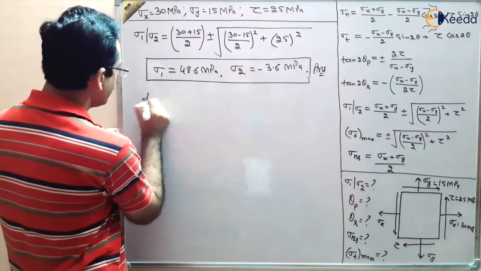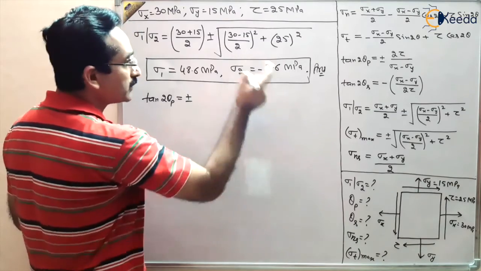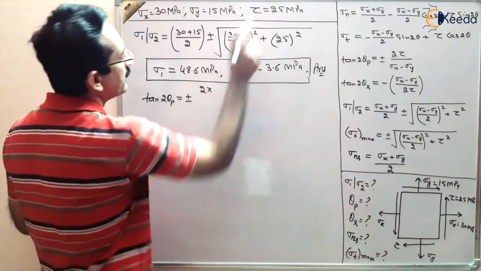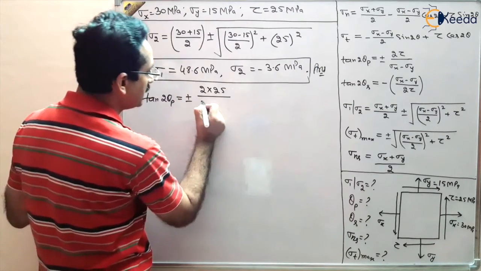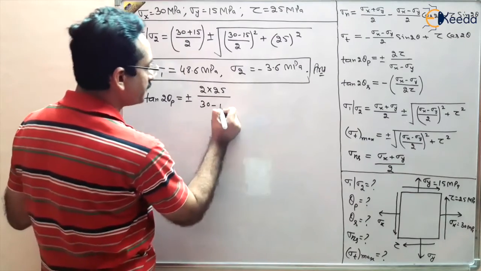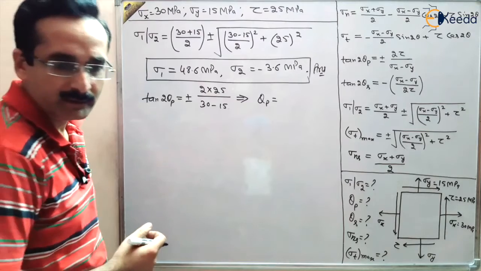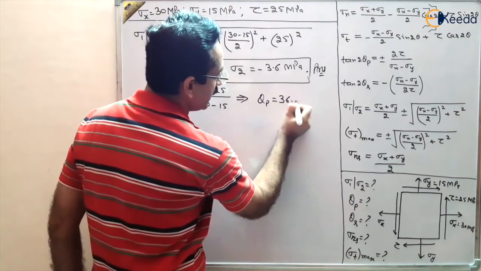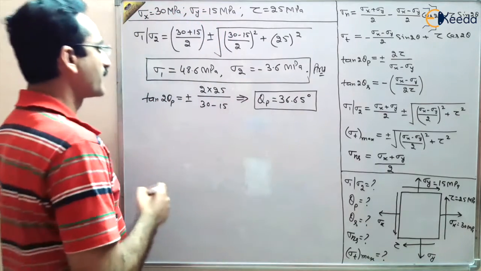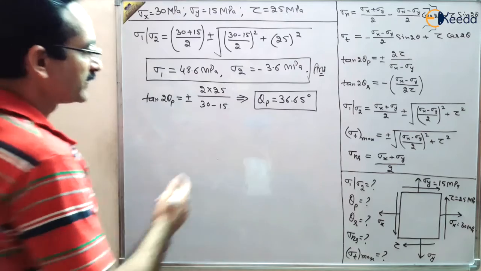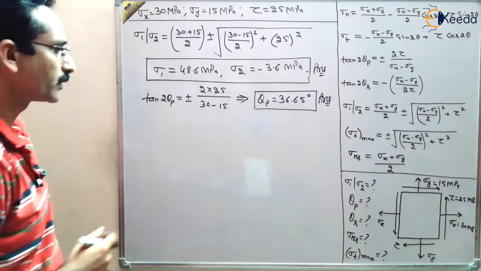So we have tan 2 theta p as plus minus 2 tau, 2 multiplied by tau, where tau is 25, divided by sigma x minus sigma y, 30 minus 15. On solving it you will get 36.65 degrees, the principal plane of principal stress. This is another answer, theta p we have calculated. Numerically you can solve it, no problem.